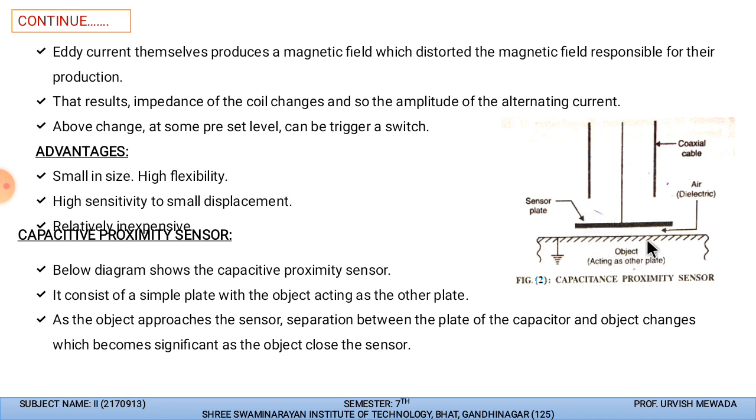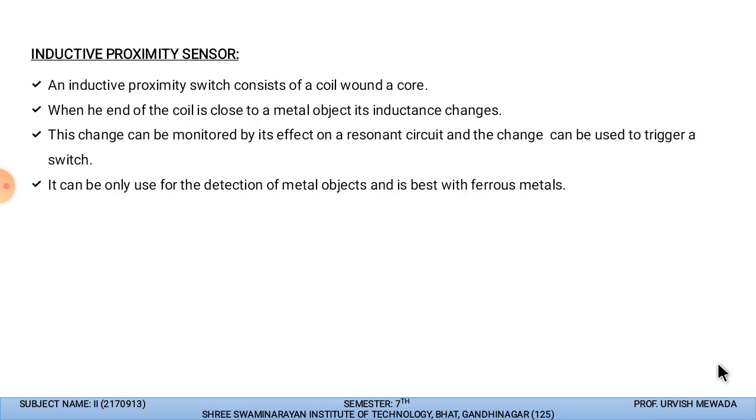And as the object goes away from the sensor plate, the distance between the two plates will increase, and so the capacitance of this setup will get reduced. So as the object approaches the sensor, the separation between the plates of the capacitor and the object changes, which becomes significant as the object gets close to the sensor. So we are using this principle in the capacitive proximity sensor.